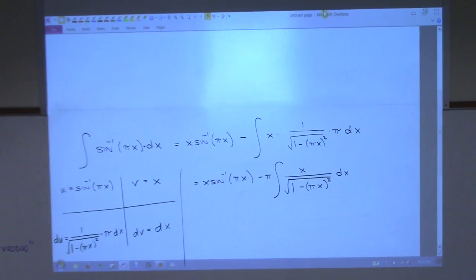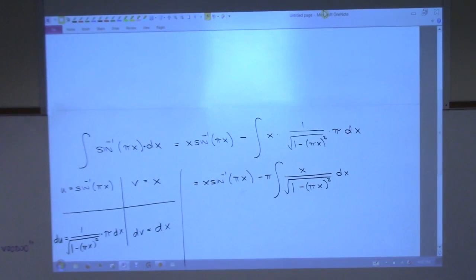That looks nasty, doesn't it? Any ideas? Okay, how though? How are you going to integrate that? So are you thinking the u sub again? Or not u sub, the integration by parts again? Maybe.